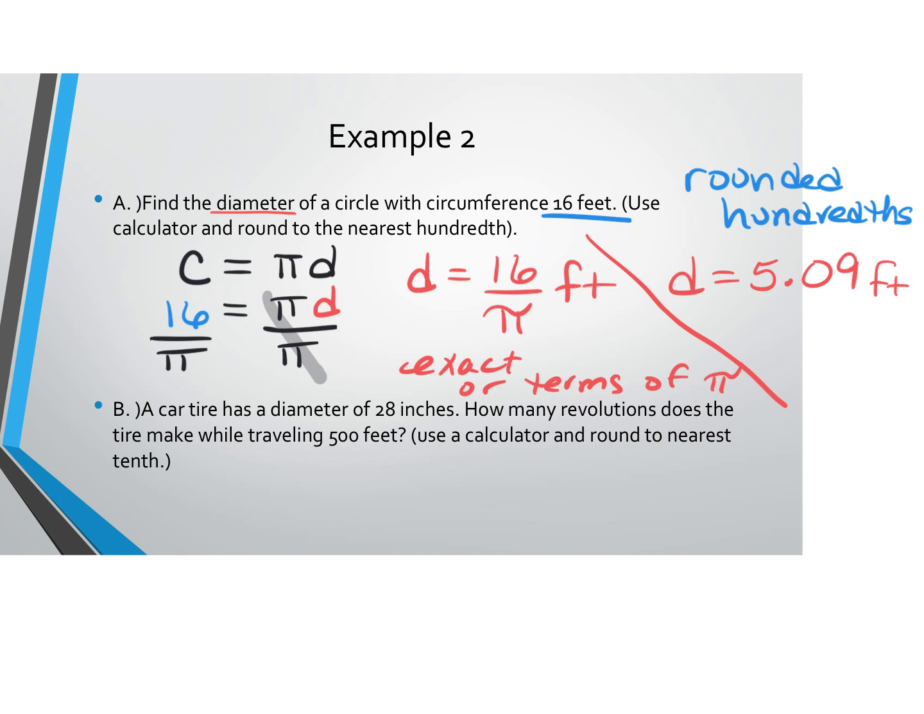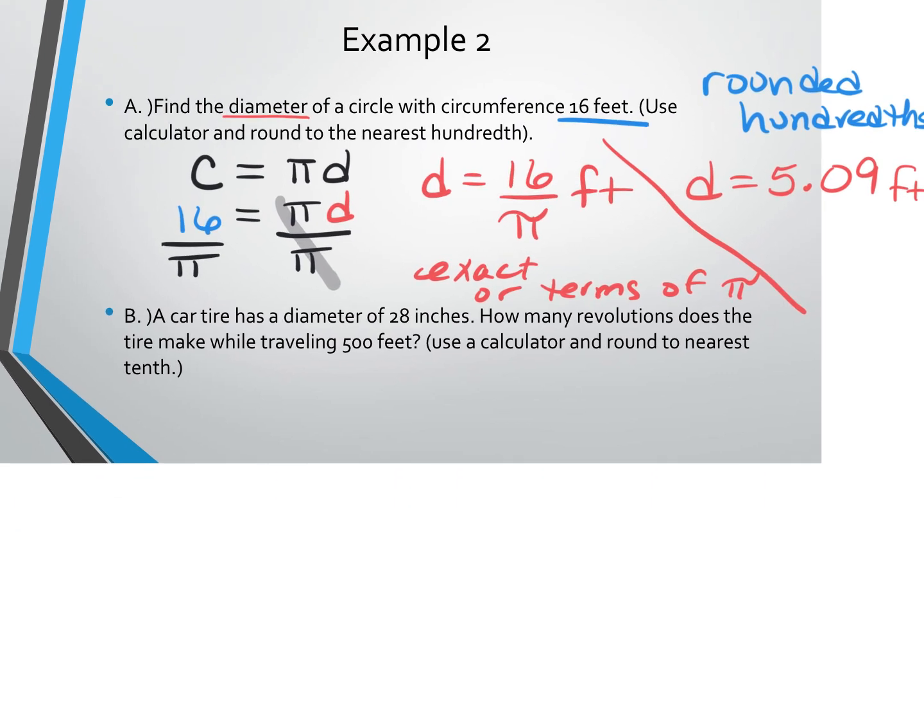The next one is a word problem. And it's telling us that a car has a diameter of 28 inches. So let's say this is my tire. And then its diameter is 28 inches. It wants me to figure out how many revolutions, which means how many turns of the tire it makes, when it travels 500 feet. Now notice the diameter is in inches, but it's traveling, the units are feet. So once I find the circumference, I'm going to need to convert those into feet.